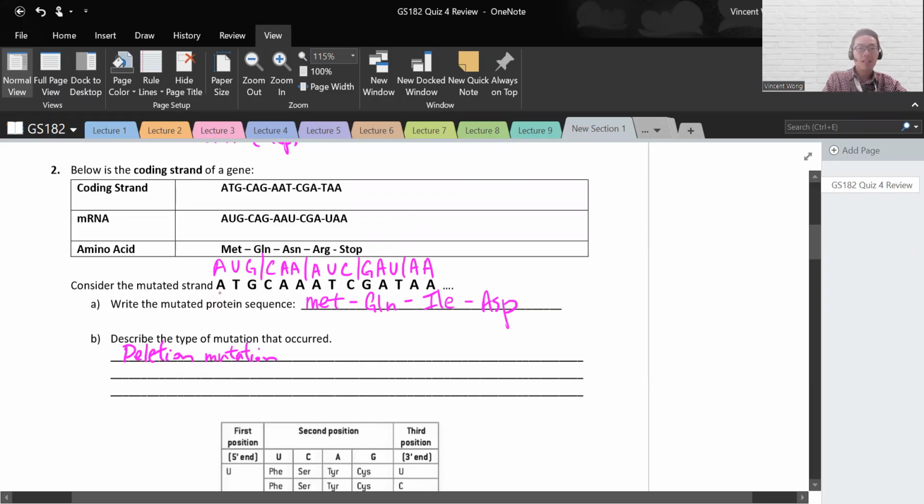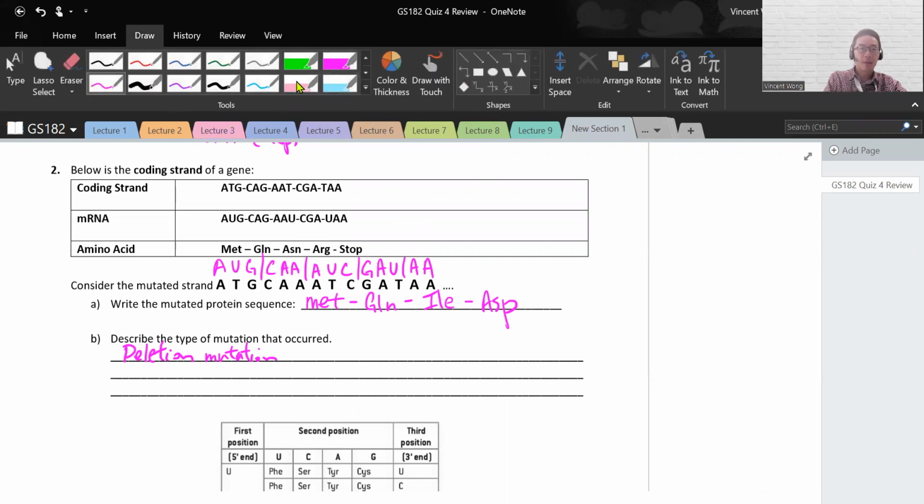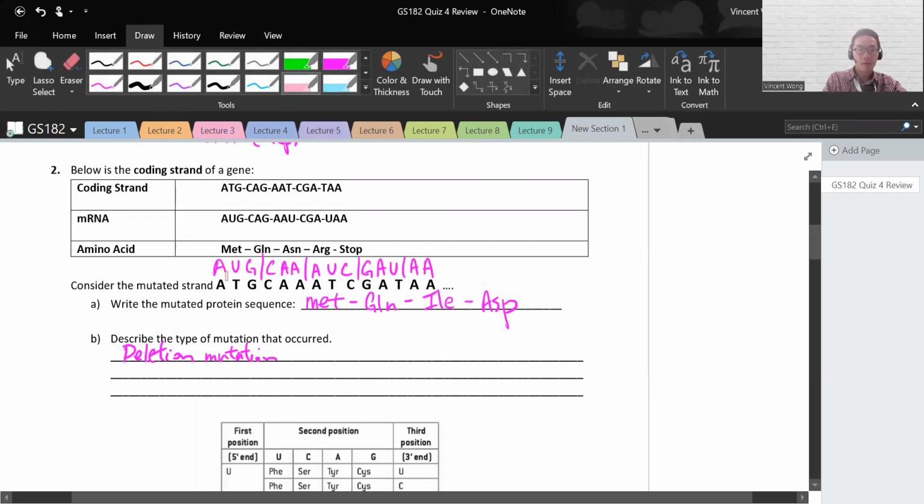Okay, and you can be a little bit more specific. You can compare the wild type with the mutated strand, and you can see, ATG, so no problem there. And then GAG, and here we have GAA, right? So the G is actually deleted, right? It's missing, right? So deletion mutation. I'm gonna say the second G in the coding strand is deleted.